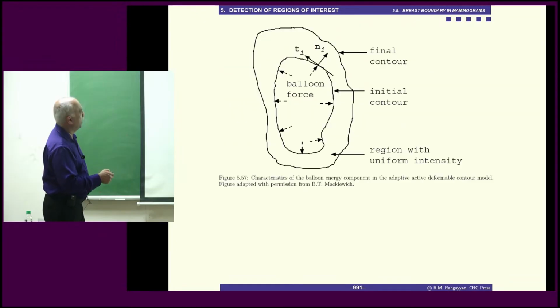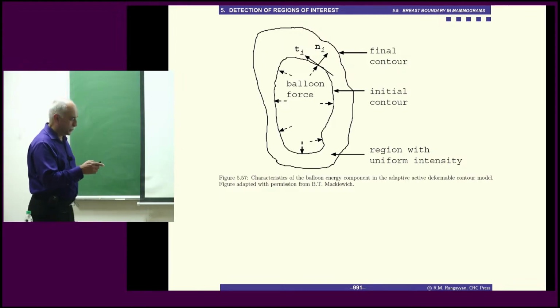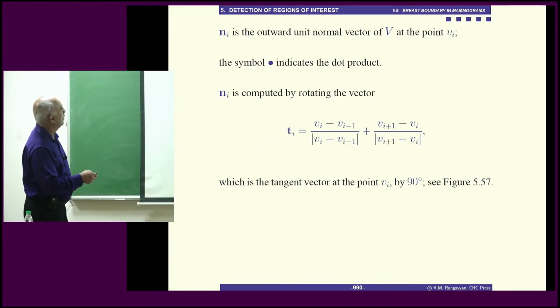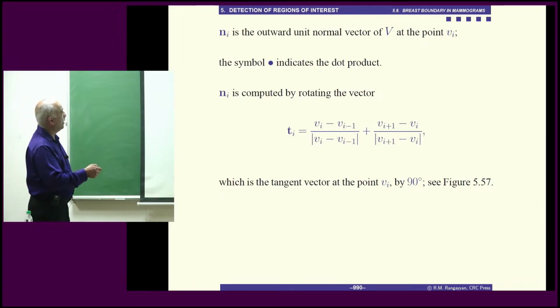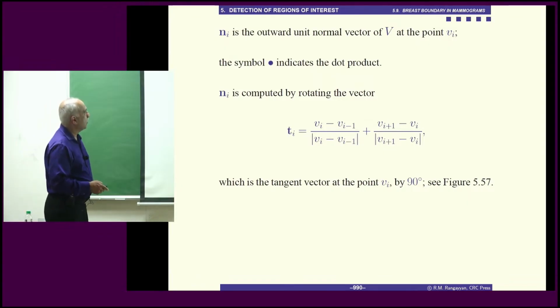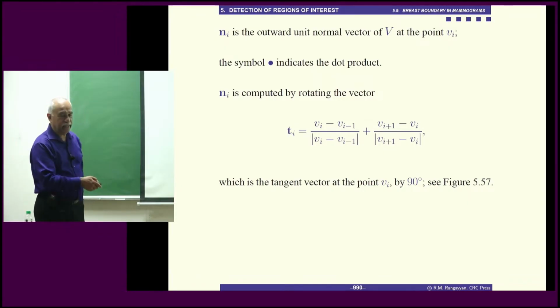I think another picture comes up here. Yes. So this is the initial contour, and it is expanded towards the final contour. You have a tangent and a normal. And if it is a region with uniform intensity, you keep pushing it. Ni is the outward unit normal vector at that point Vi, obtained by rotating the tangent vector. Ti is the tangent, rotated by 90 degrees to get the normal. These are points along the contour, so you are finding the tangent.